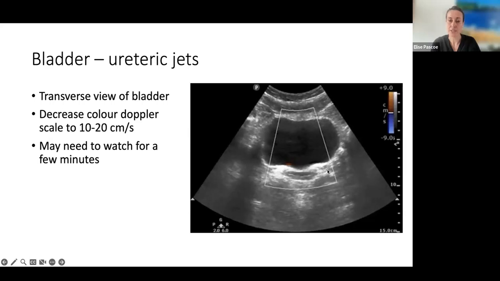And you would watch to see if you're getting a jet on the other side as well. And if after a couple of minutes you're only getting jets on one side, that's a suggestion that there's possibly an obstruction on the other side.